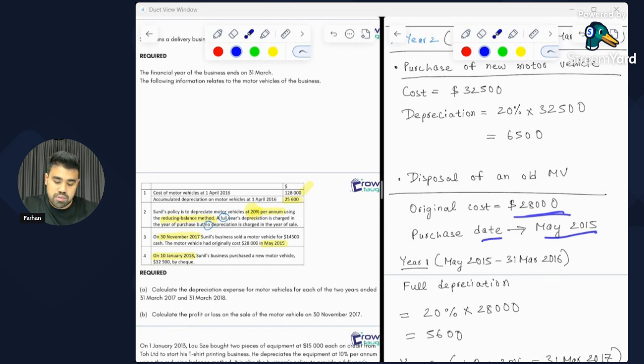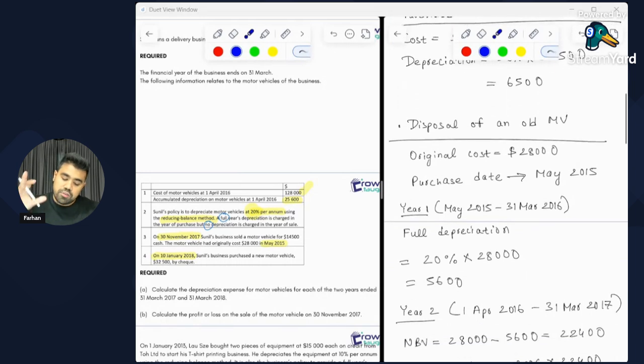We do not have any information regarding the depreciation amount for each of the years we have held and used this motor vehicle in the business. We do not have the depreciation amounts specifically. So what we have to do first is to calculate them ourselves. And this is very important, so make sure you maintain proper focus.